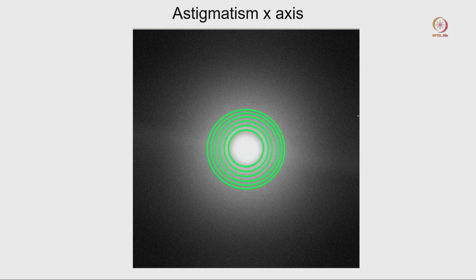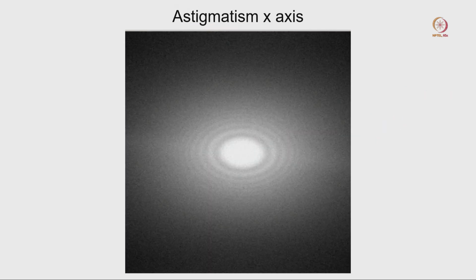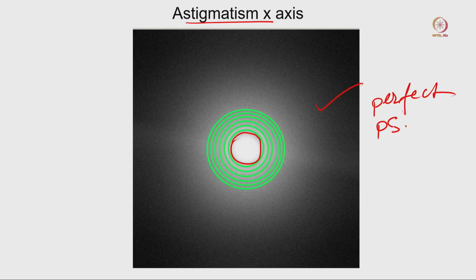So you can see a very nice circular ring here, and then there are some white and black rings. So there is no astigmatism in this particular direction, it is a perfect power spectrum. So this is called a perfect power spectrum. Now if I show you the other power spectrum, you can see the previous one was a completely circular power spectrum. There are no changes, there is no elliptical shape in this power spectrum.